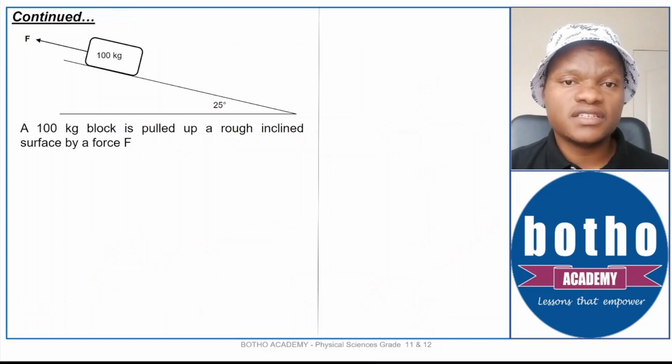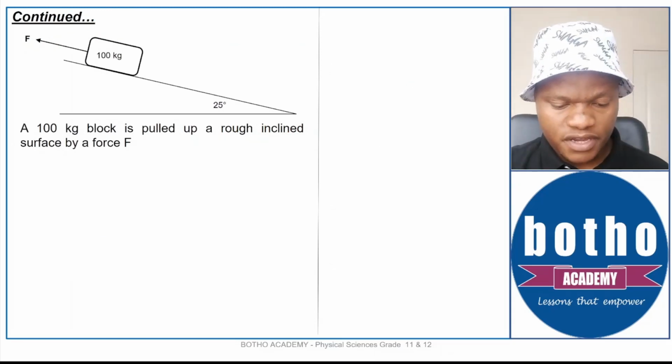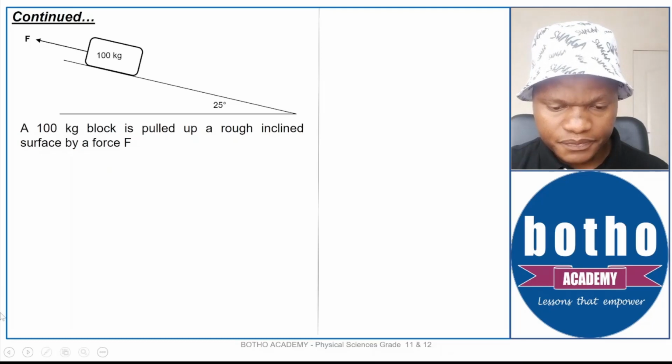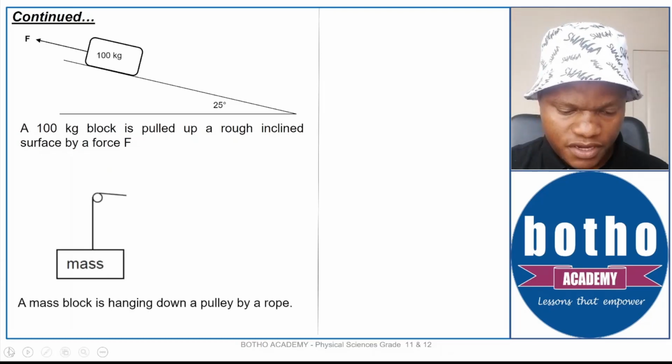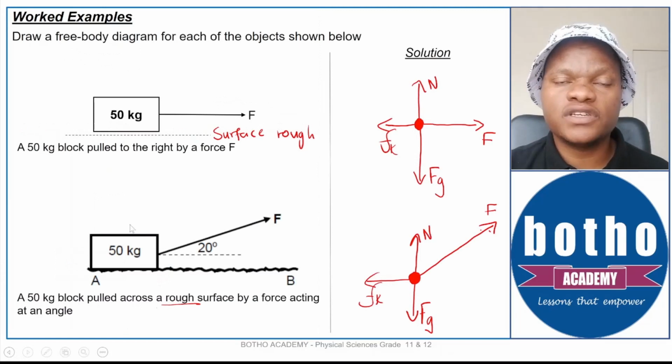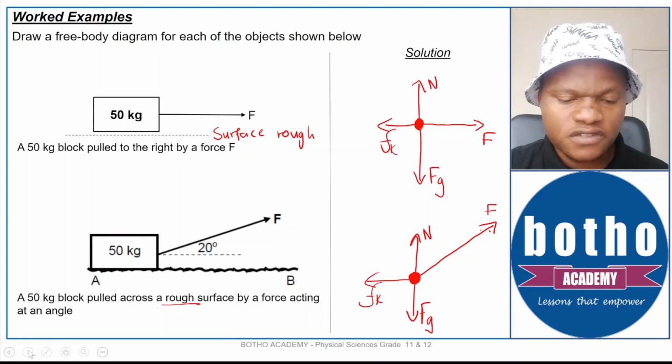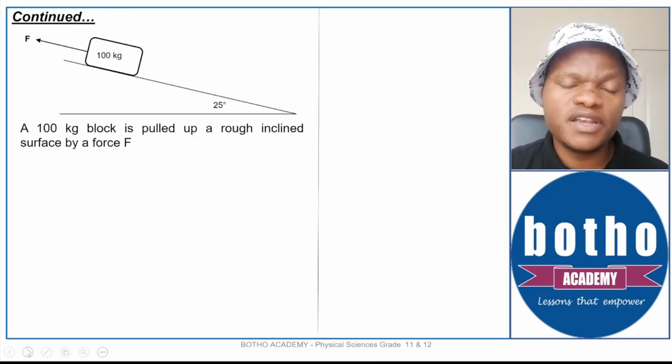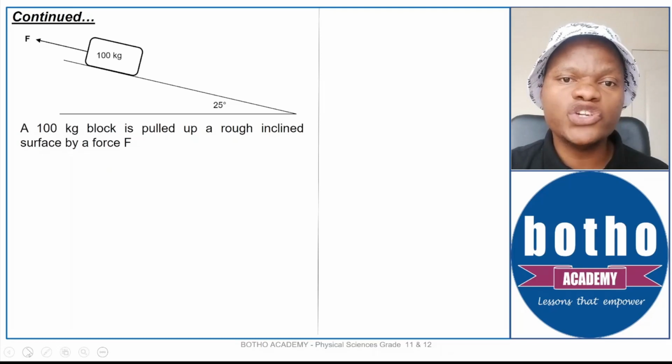Now in this case, let me just go back a little bit. Look at this one. This is a 50 kilogram block which is on a horizontal surface. It is experiencing an applied force that is applied at an angle. It differs from what is happening this side. What is happening here is that the object itself is on top of an inclined surface.